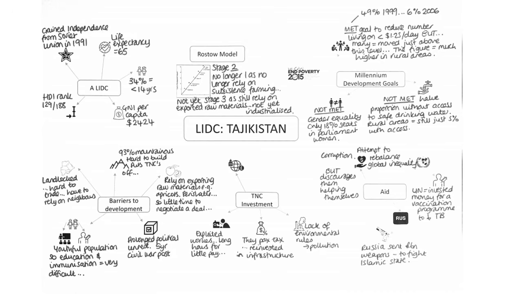In terms of Millennium Development Goals, they have met the goal to reduce the number living on less than $1.25 a day: 49% in 1999, only 6% in 2006. However, many of those people moved just above $1.25 a day, so they are just slightly better off than that. So they still have a poor standard of living, and the figure is much higher in rural areas where it's still a big problem.